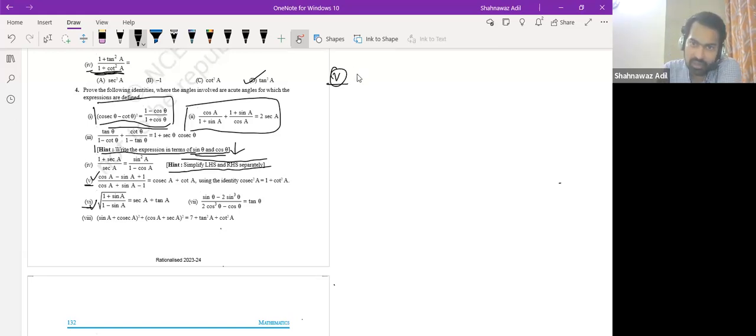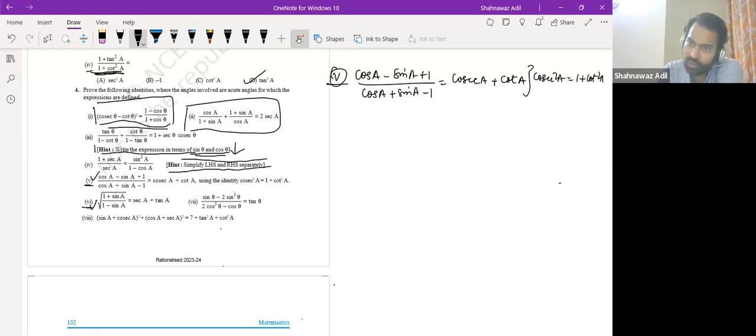So this is the question, right? Cos A minus sin A plus 1 divided by cos A plus sin A minus 1 equals cosec A plus cot A. They are saying to use the identity cosec square A is equal to 1 plus cot square A. So maybe we'll see whether we need to use this or not.